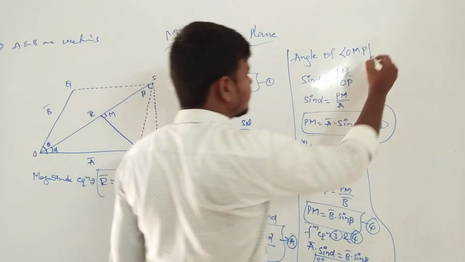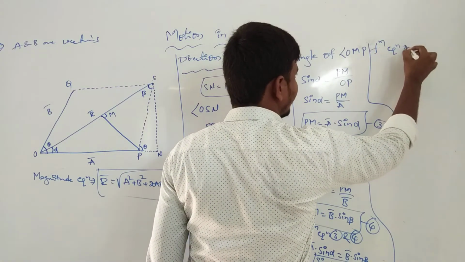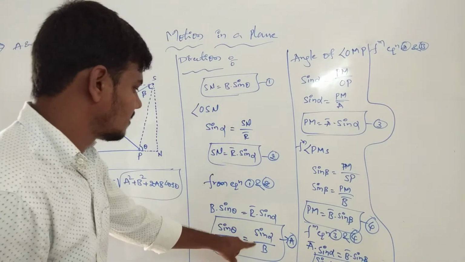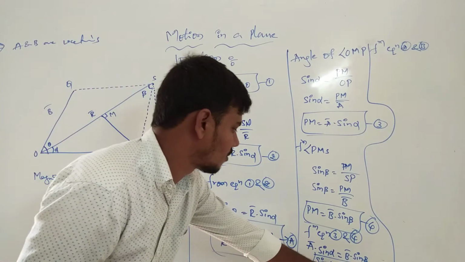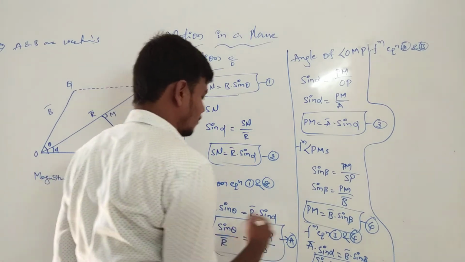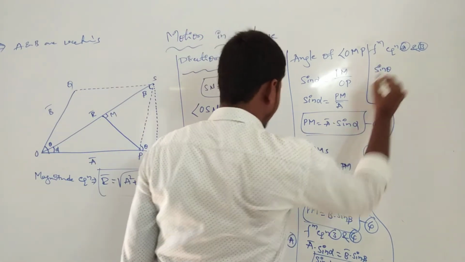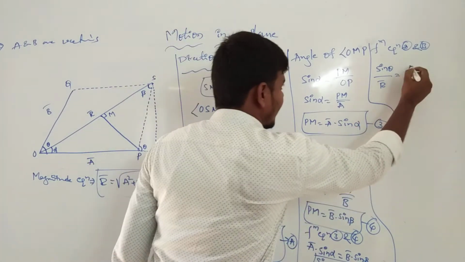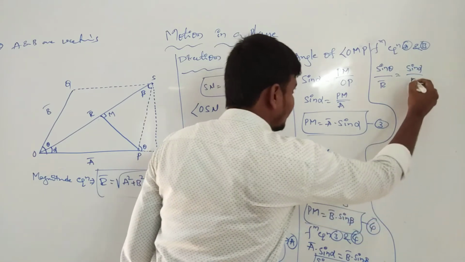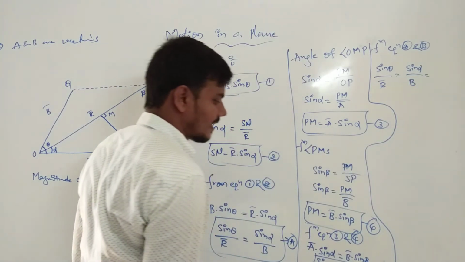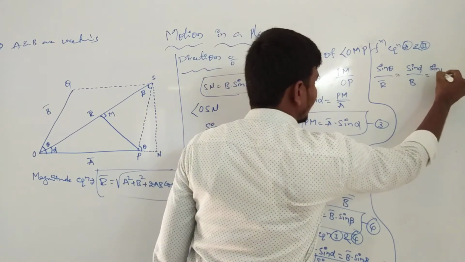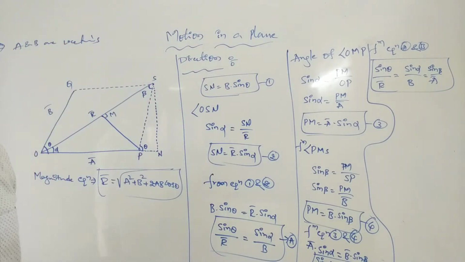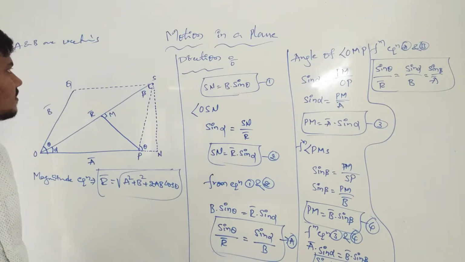Clear? Now from equations A and B, sin alpha by B bar is equal to how much? Sin beta by A bar. The total equation: sin theta by R bar is equal to sin alpha by B bar, is equal to, last one, sin beta by A bar. Now this is the final equation, or the final direction of which one?